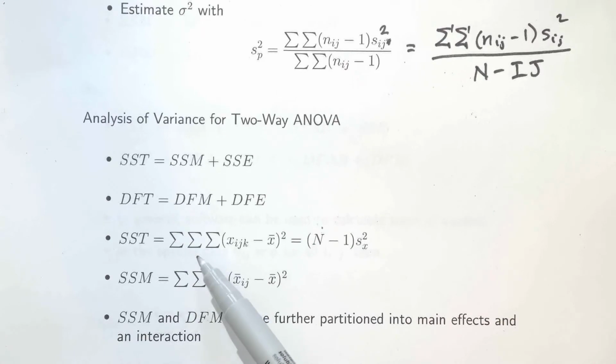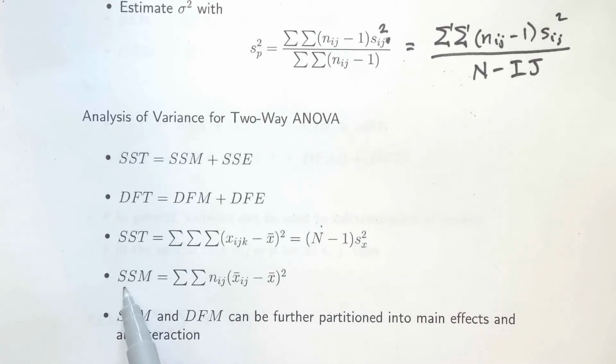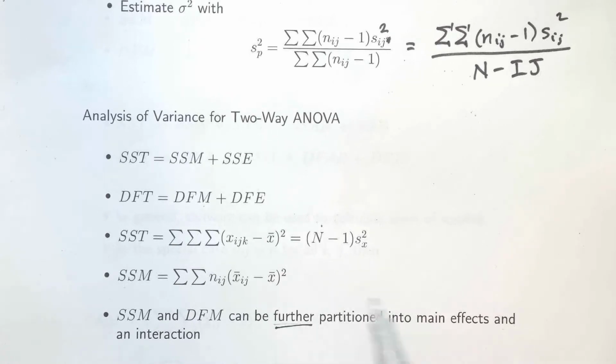We can calculate our sum of squares total and the sum of squares model, but both the sum of squares model and degrees of freedom model can be further partitioned into the main effects and interaction. So let's take a look at what those main effects and that interaction term look like.